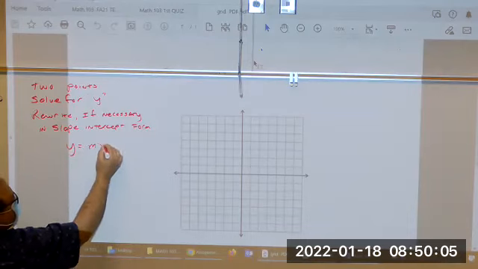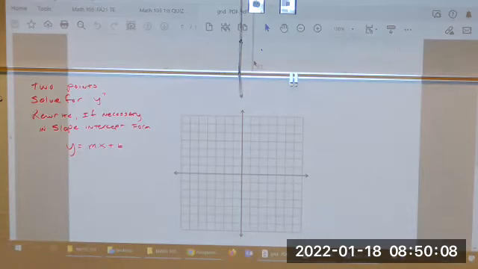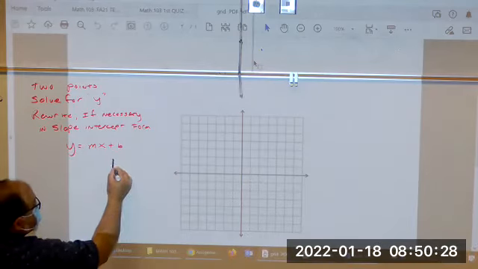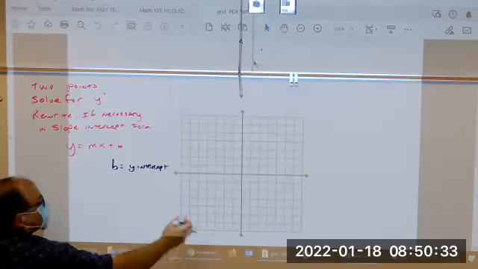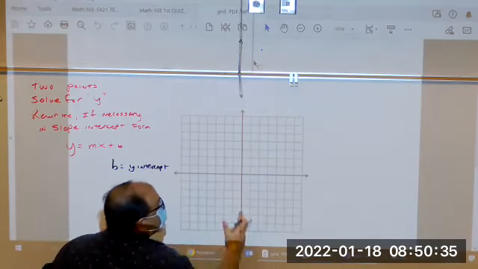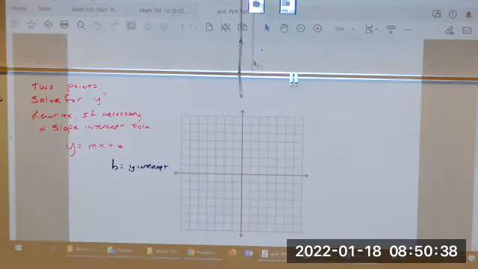Y equals mx plus b. Because you need 2 points. Now, when you have it in slope-intercept form, you automatically have one of the points. You have the y-intercept. That's what the b is. B is going to tell you the y-intercept. It tells you where on the y-axis the graph crosses. Okay, that's where it's going to cross it.